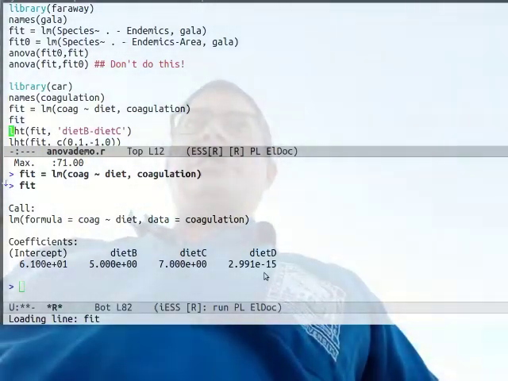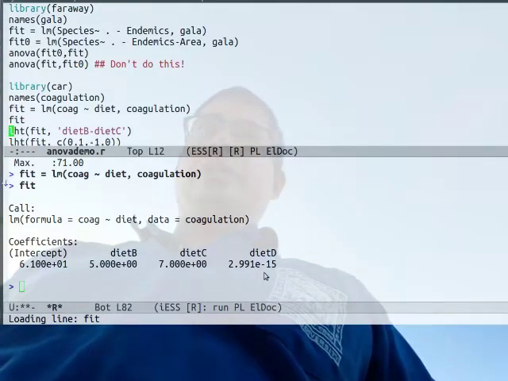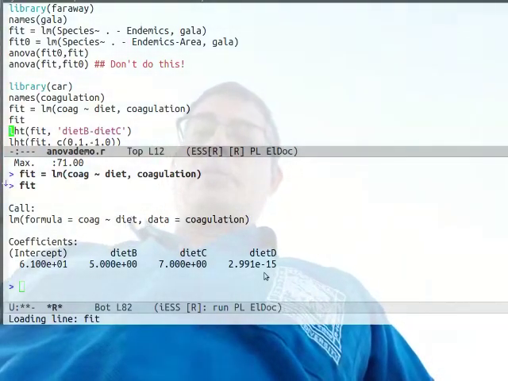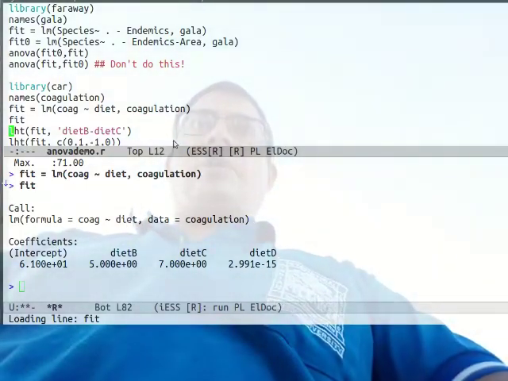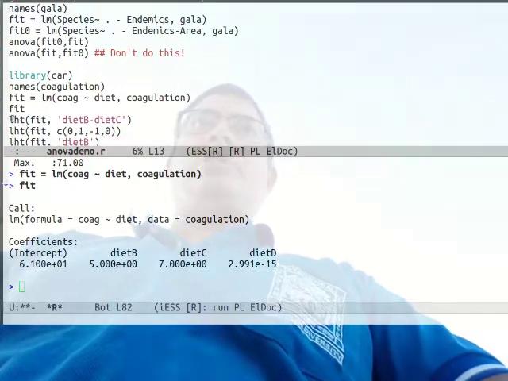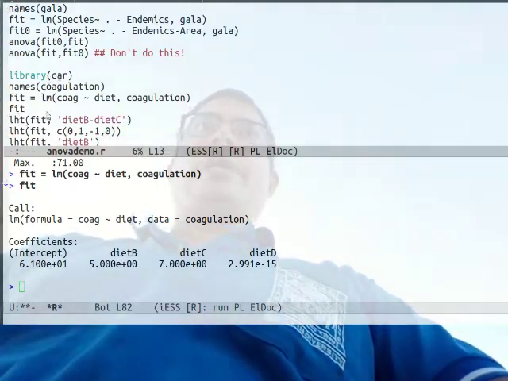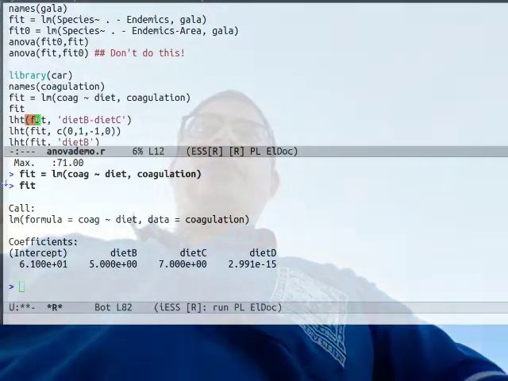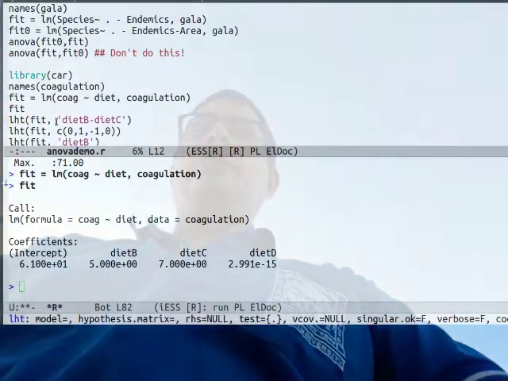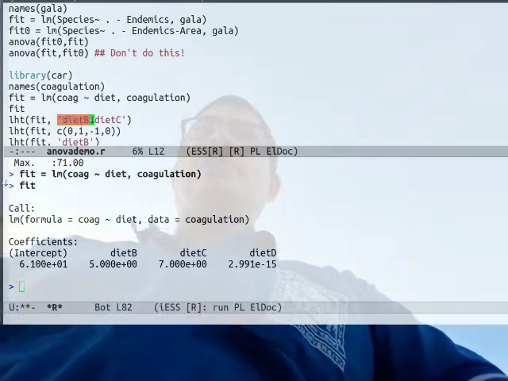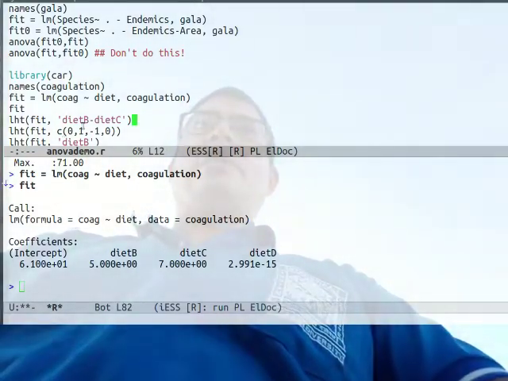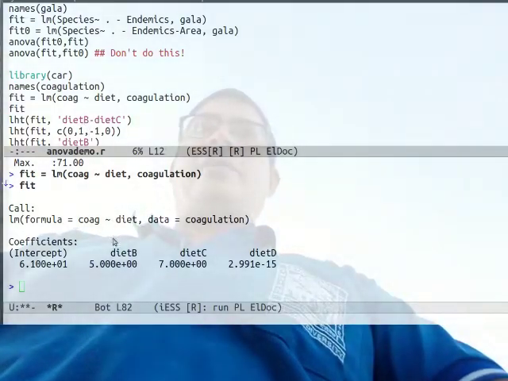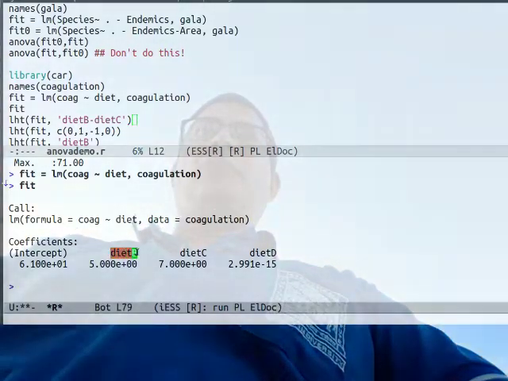Now suppose you are interested in testing whether alpha for diet B equals alpha for diet C. So alpha_B equal to alpha_C, that's what you want to test. You can write it in this way. You can just write lht, linear hypothesis testing, that's what I took from the car package. Then write down the model fit, something that you are declaring as a good fit. Then I can specify the hypothesis as a string, "dietB - dietC". Notice the way I am writing dietB, dietC. This name I am getting from the output of the lm.